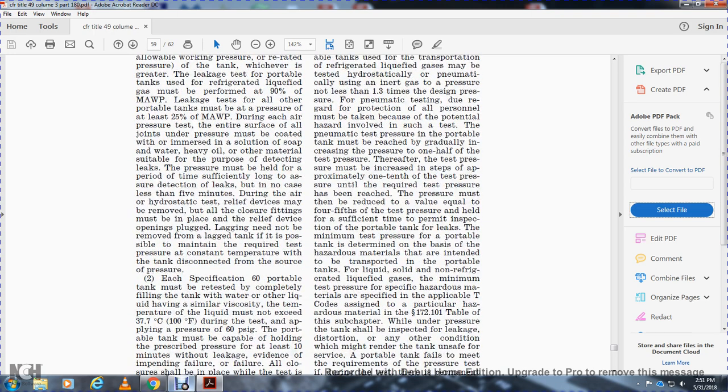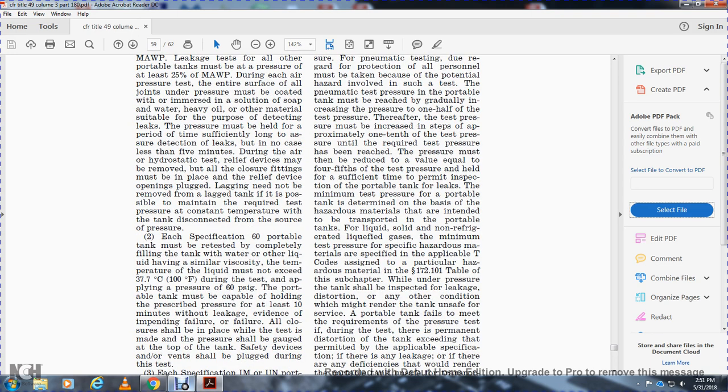The maximum test pressure for a portable tank is determined by the hazardous material that the portable tank is intended to transport. For liquid and solid, non-refrigerated and liquefied gas, the minimum test pressure for the specified hazardous material is given in the applicable codes assigned to that material in section 172.101 table of the subchapter. While under pressure, the tank should be inspected for leakage, distortion, and any other condition which might render the tank unsafe for transportation.